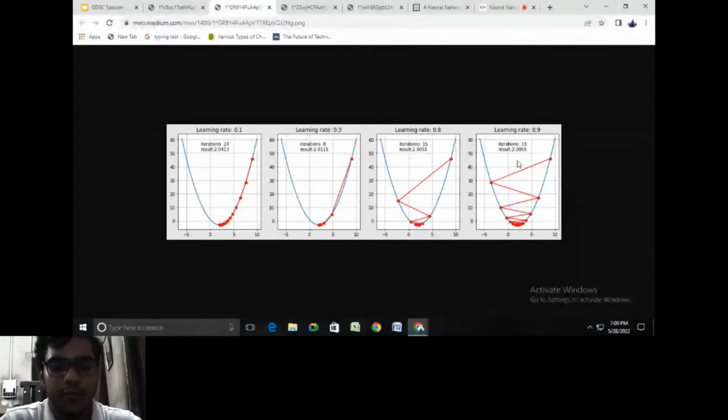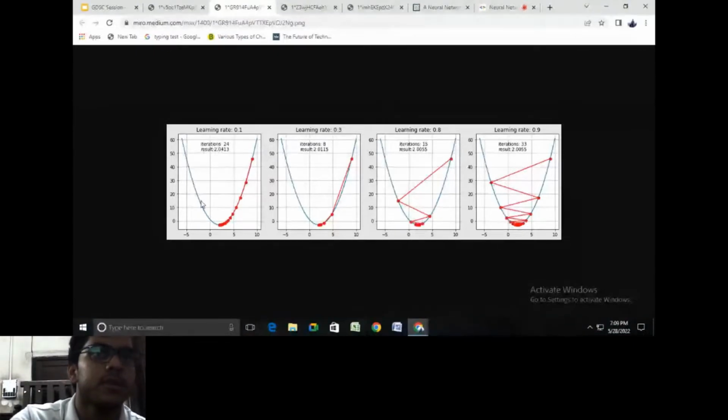So the lesson to be taken from this comparative study is that it is not really predictable how to choose the learning rate. We have to go on experimenting with different learning rates and see which one works fine, or rather which one works the best. And the thing is that here this function is very much simple. This is a very simple and intuitive function.